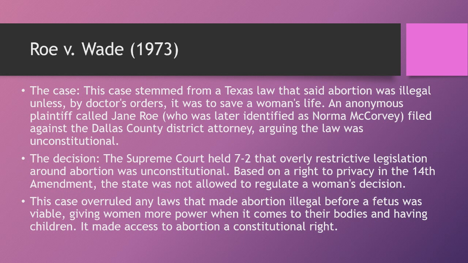was unconstitutional. And the Supreme Court held 7-2 that overly restrictive legislation around abortion was unconstitutional. Based on a right to privacy in the 14th Amendment, the state was not allowed to regulate a woman's decision. And this overruled any laws that made abortion illegal before a fetus was viable, giving women more power when it comes to their bodies and having children. And it made access to abortion a constitutional right.